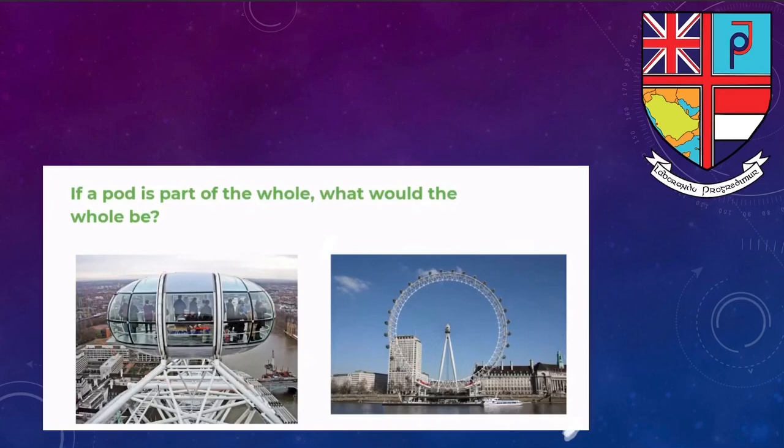Okay, so it should be fairly straightforward for most of you. If a pod is part of the whole, then what would the whole be? So we know this is part of the whole, so then the whole thing is that. Okay, and this pod is just a tiny little part of that whole attraction. So let's try and get this concept of a part of something and the whole of something.